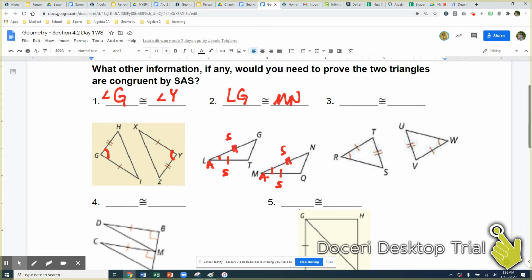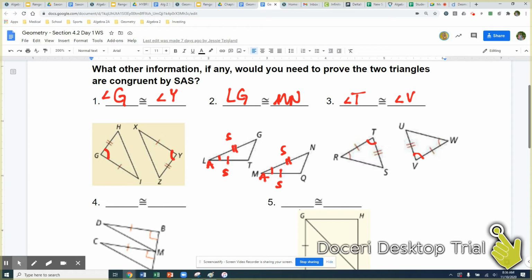All right, on to number 3. We'll finish with that one. So number 3, we've got an angle, a side, and a side. So right here, we've got an angle, side, side. But in order to prove 2 triangles congruent, we have to use the side angle side. So what information would I need? I would need this angle in between these 2. So that angle right there, I would need to know that angle T is congruent to angle V. And there would be my missing piece.